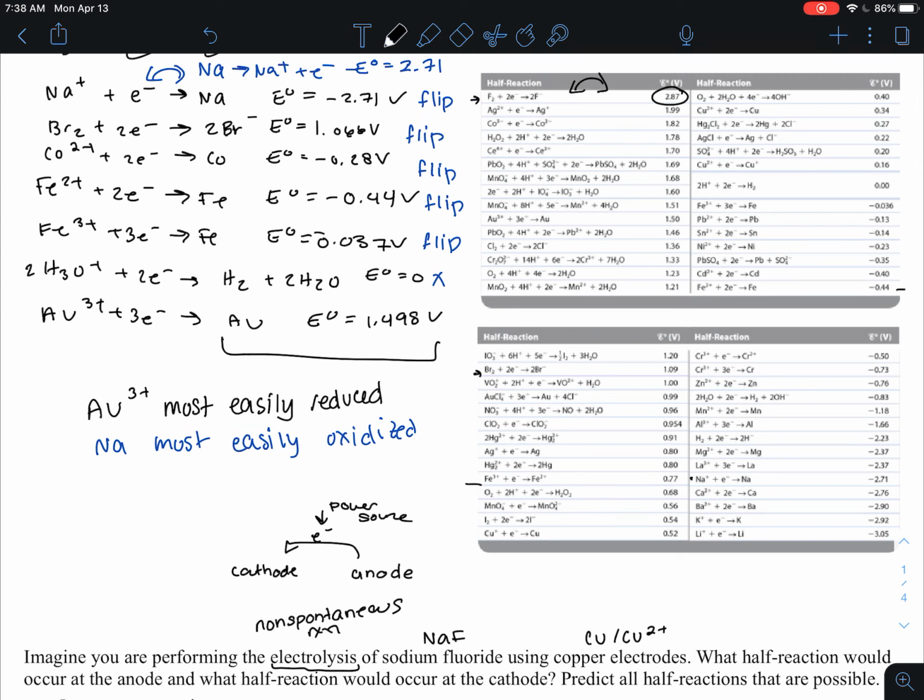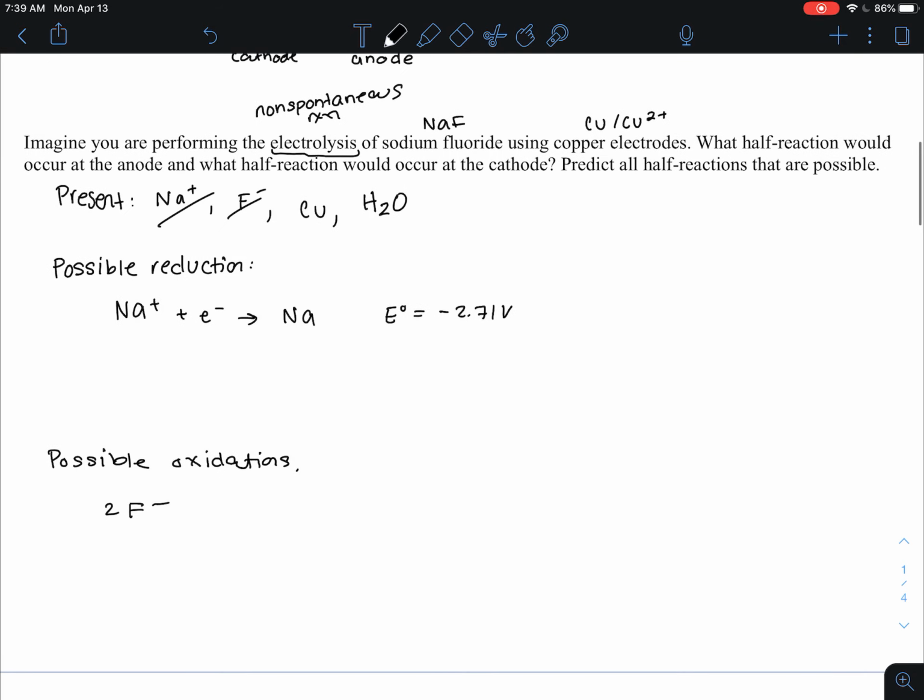But what you want to remember is, if I go back up here, this is the reduction, right? So you have to actually flip this. You start with your ion and you go towards your electrons because it's oxidation. So you flip the reaction and you would get this. And since you flipped your reaction, your cell potential would be negative 2.87 because you flipped it.